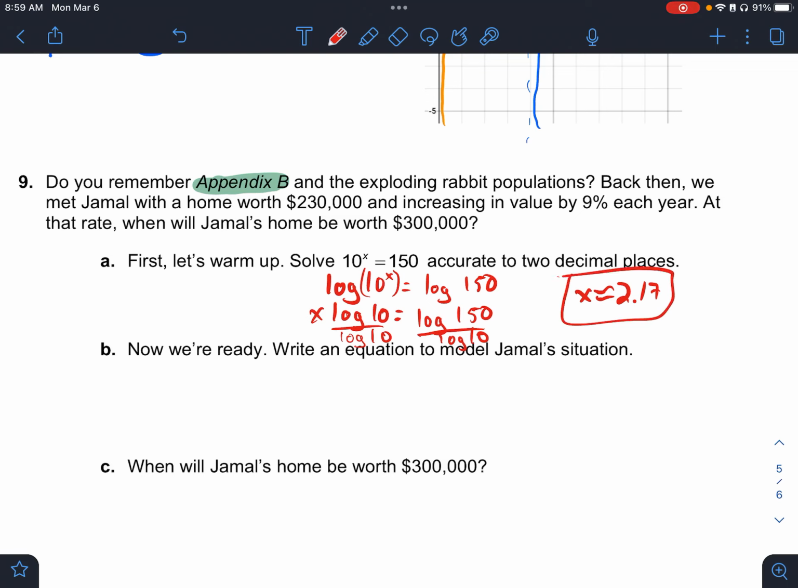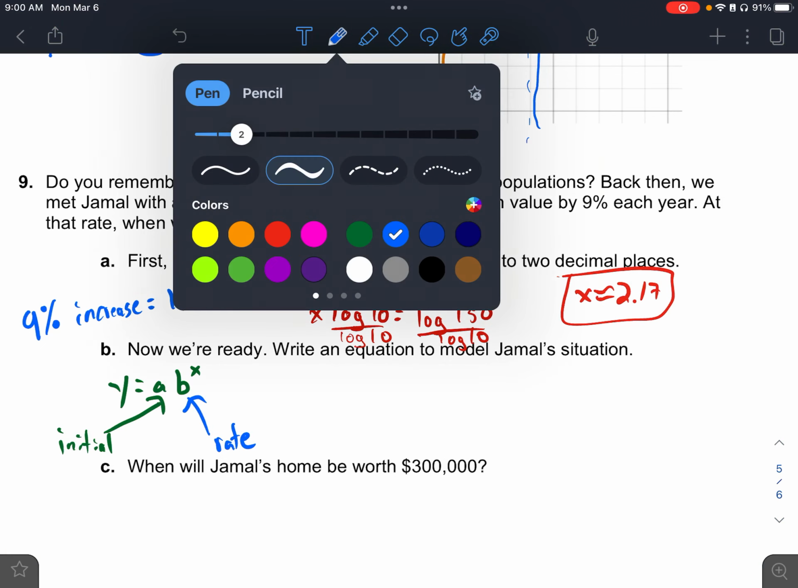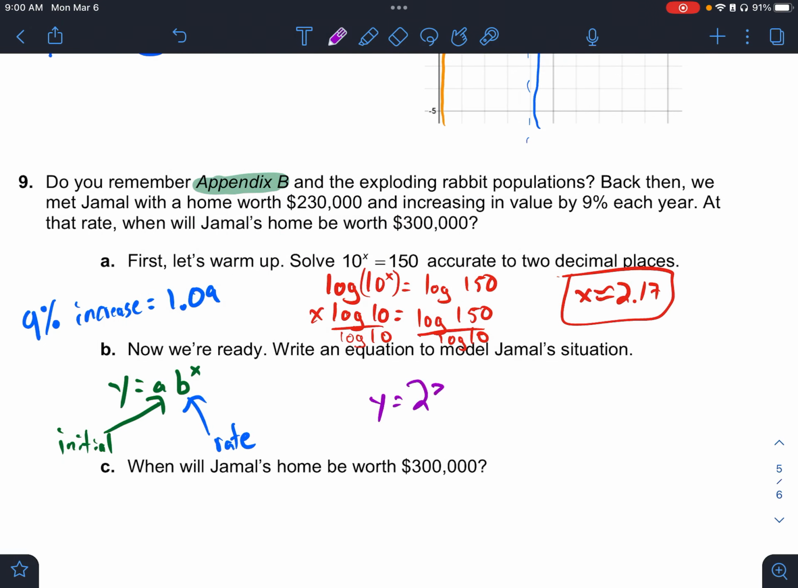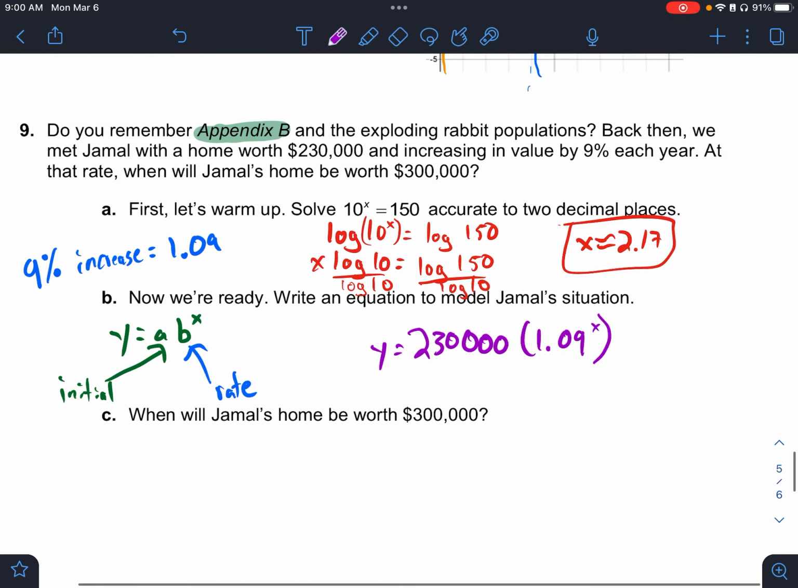Now we're ready to write an equation based off Jamal's situation here. Remember here, we are trying to write this as a times b to the x, where a is initial, b is my rate. Careful. We have a 9% increase, which means this is 1.09. So my equation is y equals 2300 times 1.09 to the x. Remember, increase means we're going up. You're just taking 9%, 0.09, plus 1.